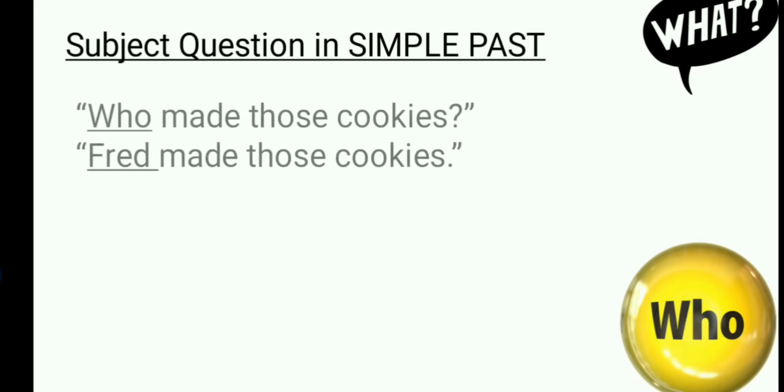We'll look at subject questions in the simple past tense now. Okay, so who made those cookies? So you see we make use of past tense here and we have the subject word who. And the answer to this is Fred made those cookies. So the answer to the term who is Fred here. So again, you got your subject as the answer.